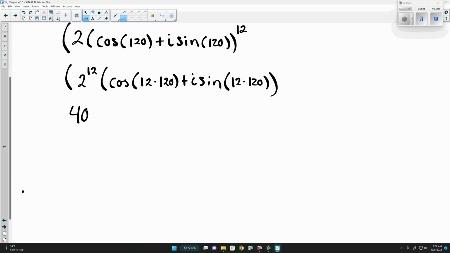So 4096 times cosine of, well, 12 times 120 is 1,440. Yes.